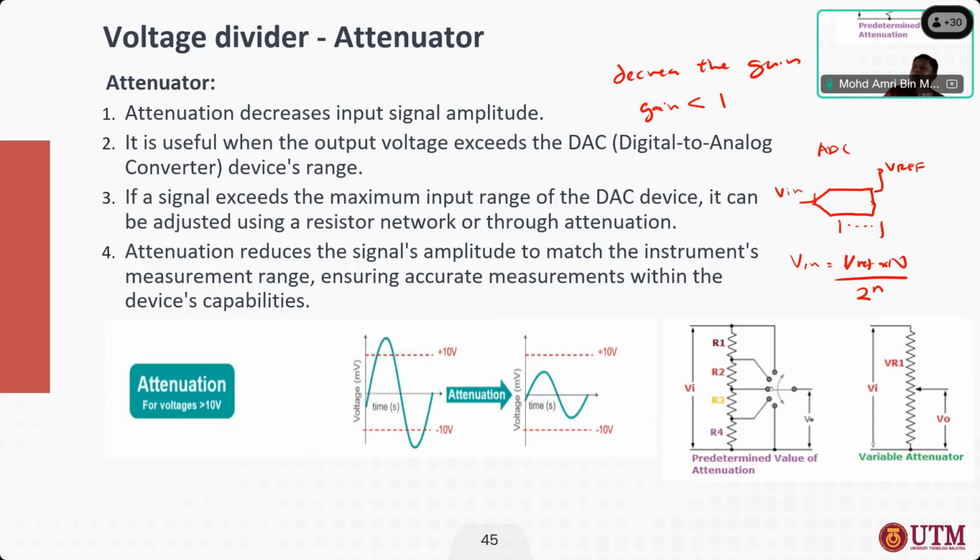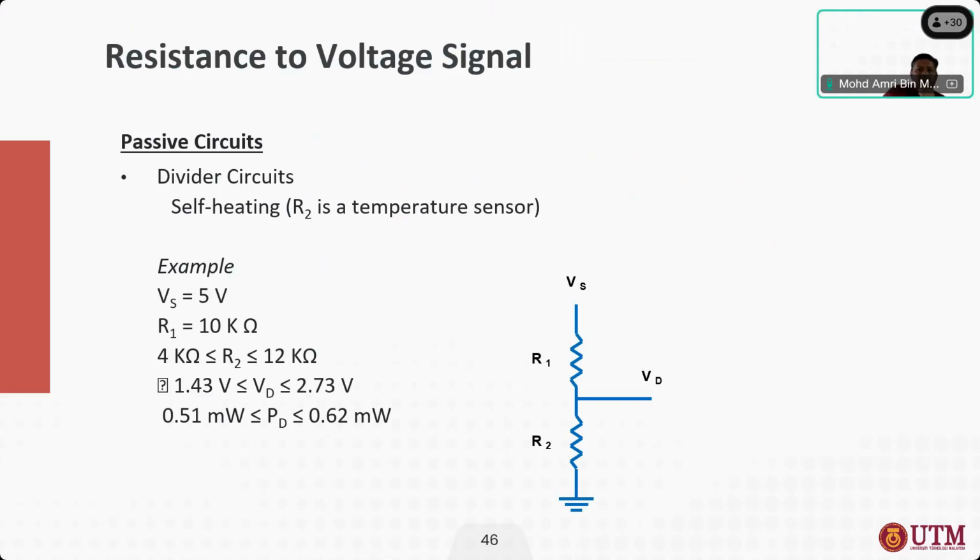And then again, the most common attenuation circuit that we can do, the most famous one, is called the voltage divider. Okay. So in this case, for the voltage divider, VD is equal to Vs multiplied by R1 over R1 plus R2. So this is basically attenuation of the Vs. Okay, so Vd is actually the attenuation of Vs.